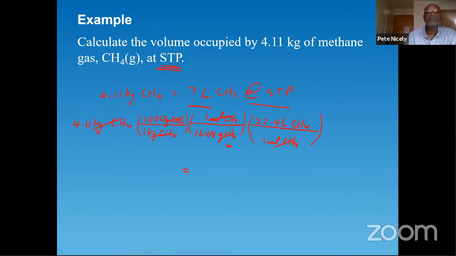So 4.11 times 1,000, divided by 16.04, times 22.4. And when this is rounded off to 3 sig figs, according to my answer, this is going to be equal to 5.74 times 10 to the 3 liters of methane. And that's how that is done.